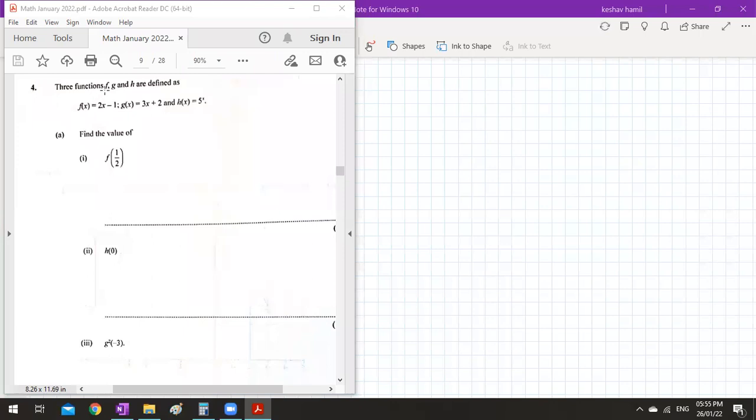Okay, so question 4. 3 functions f, g, and h are defined as f of x is 2x minus 1, g of x is 3x plus 2, and h of x is equal to 5 to the power of x, I believe it is. Right, find the value of f of a half.